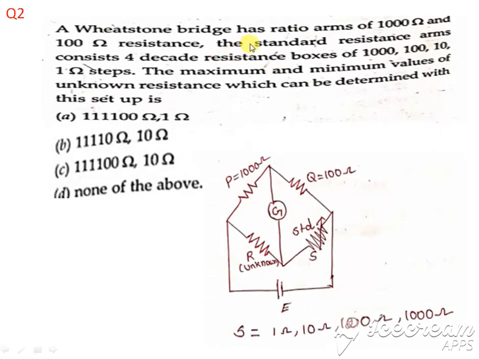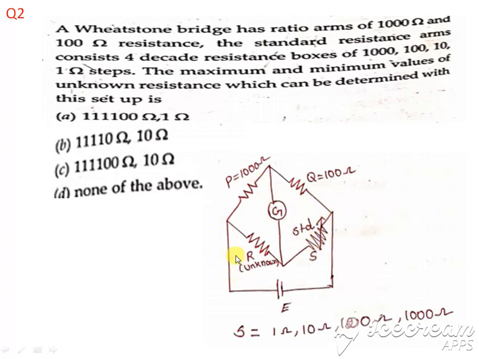A Wheatstone bridge has a ratio of 1000 ohm and 100 ohm resistance. The standard resistance arm consists of 4 decades resistance boxes of 1000, 100, 10 and 1 steps. The maximum and minimum value of unknown resistance which can be determined with this setup is, four options are given. This is a standard Wheatstone bridge. These two are ratio arms, unknown R and S is standard. This one is DRB, decade resistance box.